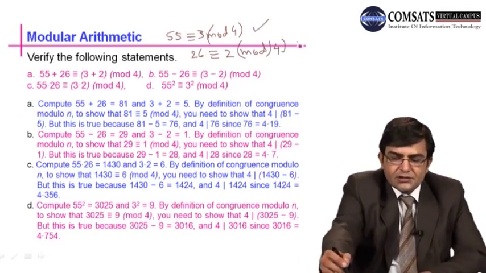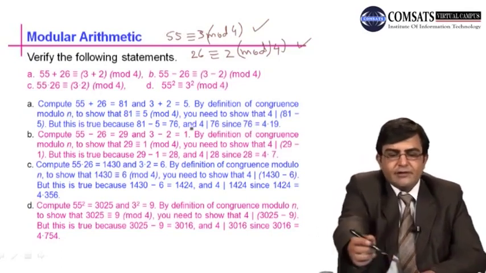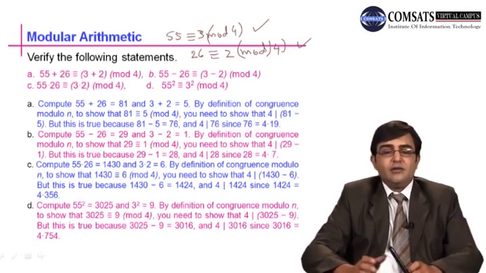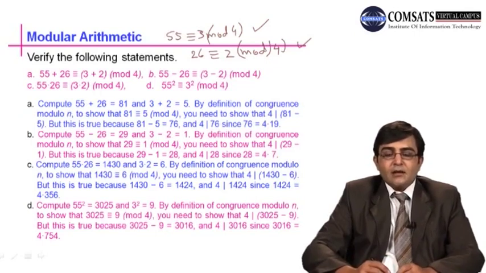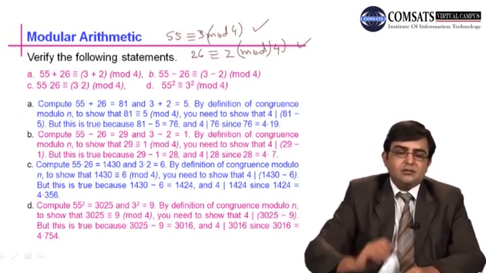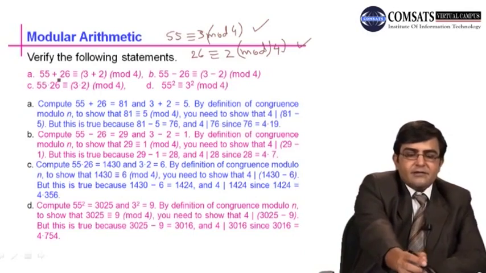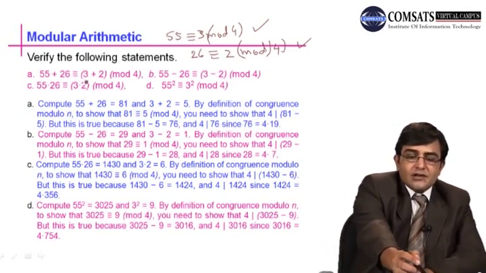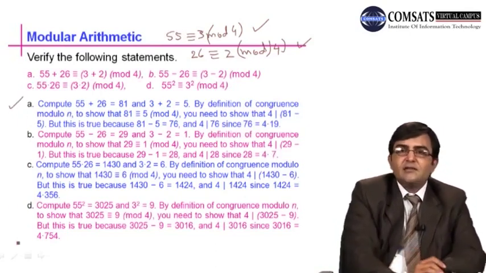Now this is true, because 55 minus 3 is 52 and 4 divides 52, and 26 minus 2 is 24 and 4 divides 24. So these two are true. Now we are going to prove 55 plus 26 is congruent to 3 plus 2 mod 4. This is true, you can see it here.